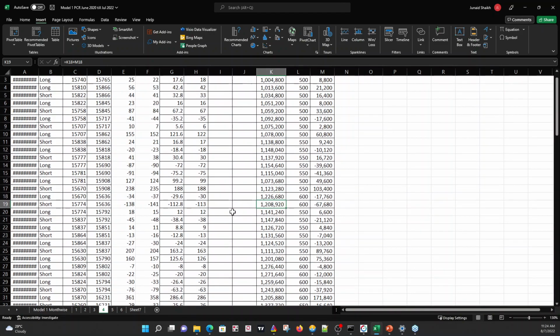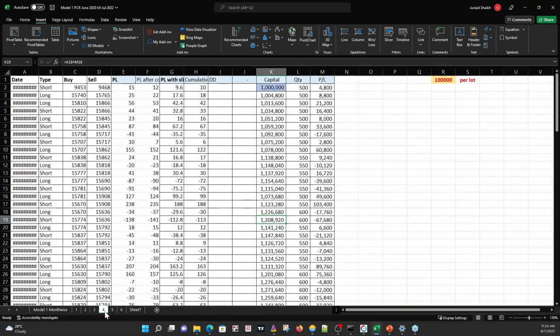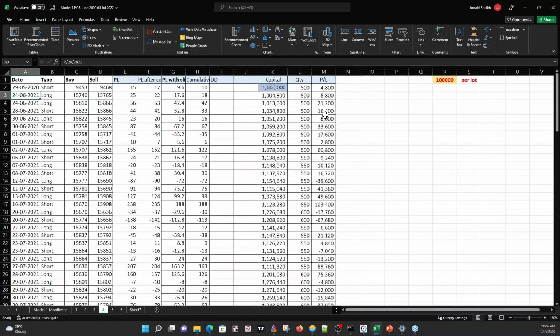So let me take one random sheet, number 4. Here, if you see, we are starting with 10 lakh. Don't consider the first line because it is blank, only for calculation purposes. The real trade starts from the second one, and you can see it in the dates as well. So we are starting with 10 lots here, which is 10 lakh capital.